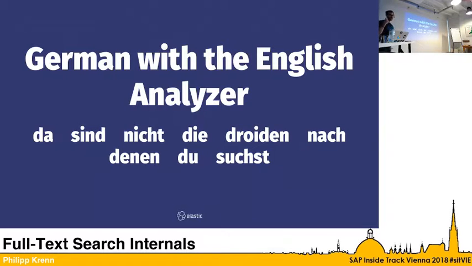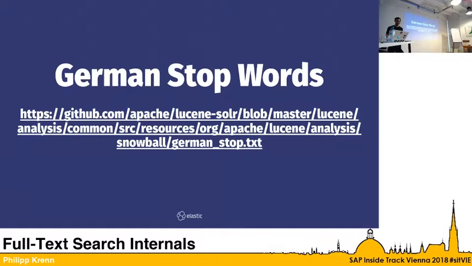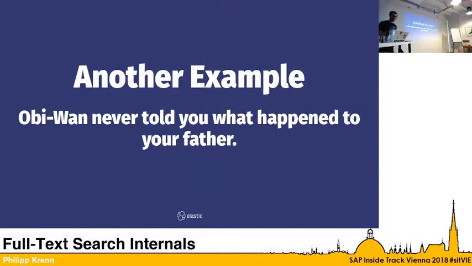If you use the German sentence and the English analyzer, obviously it will not work well. You can see here it assumes this is a plural, and it will cut off the S, but otherwise it just stays the same. So you will need to use the right analyzer for the right language, otherwise it will not work out. You also have a list of German stop words, which are longer and also very well hidden, but yeah. So what will remain here? Obi-Wan never told you what happened to your father. Any guesses?